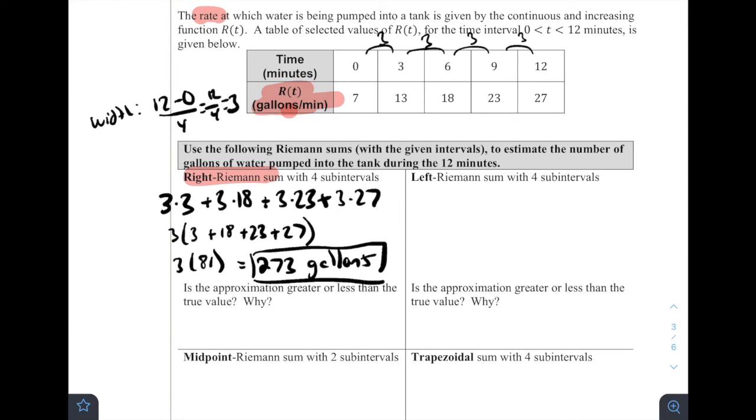Again, recap. I imagined essentially rectangles going from those intervals, and I used the height on the right side of each one. So that's why I used 13, 18, 23, and 27. And I didn't use 7 because that's on the left side.